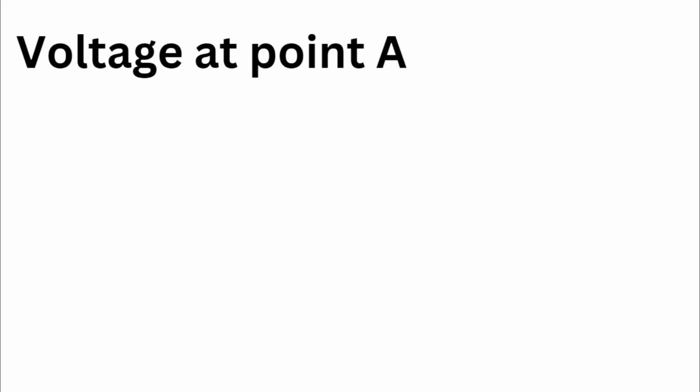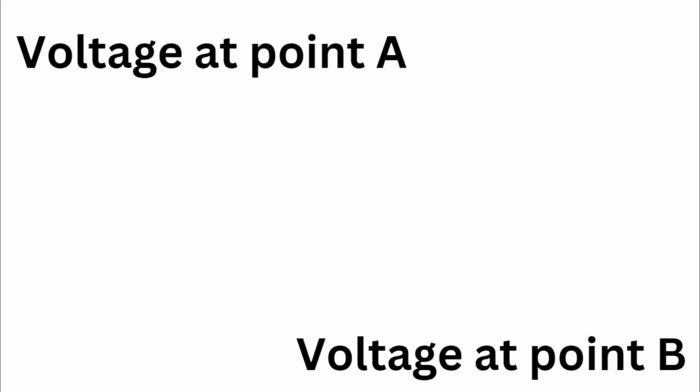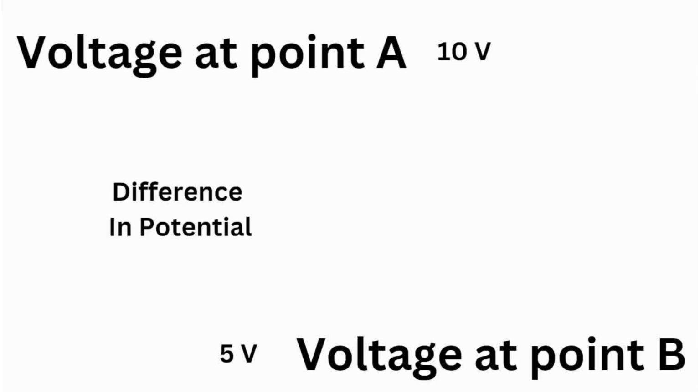Let me explain. So let's say we've got a point A, right? We've also got a point B. And these are all points along a wire. And we try to compare the voltage of these different points. So we find that, let's just say, for example, that point A has 10 volts and point B has 5 volts. So you could say that in between these 2 points, there's a difference in potential, right? Because look, there's a difference in voltage measure, there's a difference in electric potential. It goes from 10 volts to 5 volts.